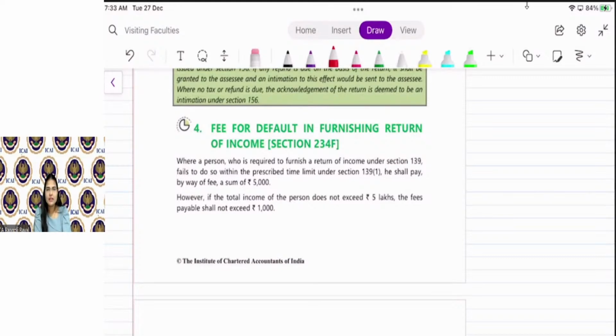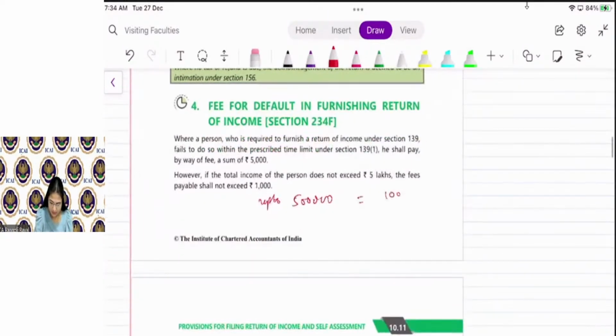So the late filing fee is 5,000 rupees straightaway. But if your taxable income, that is after deductions and everything, does not exceed 5 lakh, then the fee shall be 1,000. Say, for example, if total income is up to 5 lakh, you are eligible for rebate under section 87A. But in that case also, you have to pay late filing fees because you are not filing your return of income within due date. Then the late filing fee is 1,000.